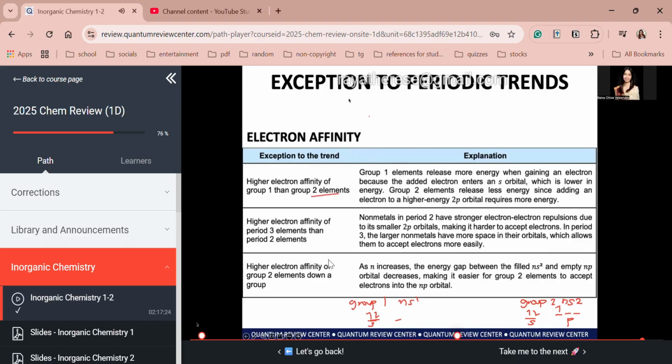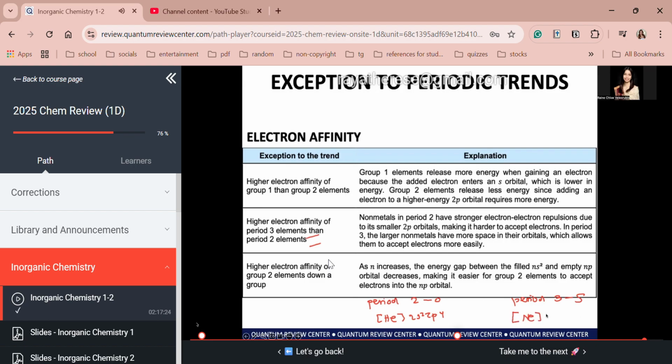I hope that's clear. So, next, higher electron affinity of period 3 elements than period 2 elements. So, that's in terms of non-metals in period 2 and period 3. So, let's compare. From period 2, si oxygen. Sa period 3, si sulfur. Now, si period 2 oxygen, ang kanyang electron config, right, is helium, 2s2, 2p4. Si sulfur naman is what?